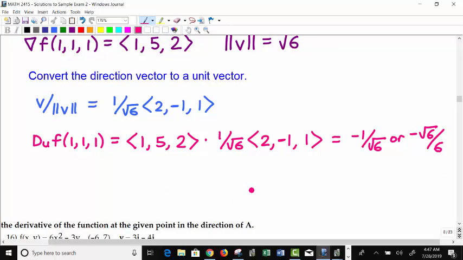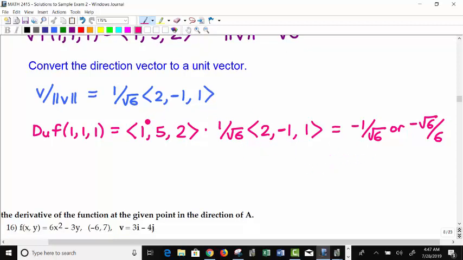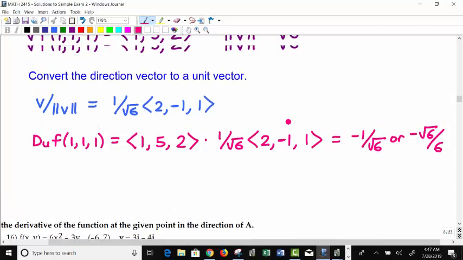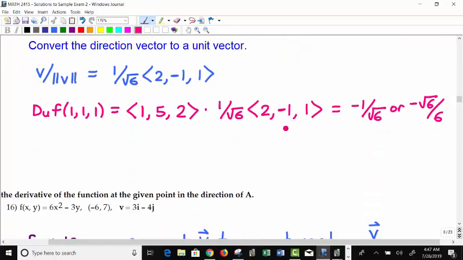And I could distribute that, but you could actually leave it right here, because when you take the dot product, you can just multiply the integer values, and then we're definitely going to have the 1 over square root of 6 as part of the answer. In other words, 1 times 2 is 2, 5 times negative 1 is negative 5, so that makes it negative 3. 2 times 1 is 2, that makes that negative 1, but it's still all multiplied by 1 over root 6. So it becomes negative 1 over root 6, which is correct. Or if the answer is rationalized, that's the same thing as saying negative square root of 6 over 6. All right, directional derivatives, not too bad.